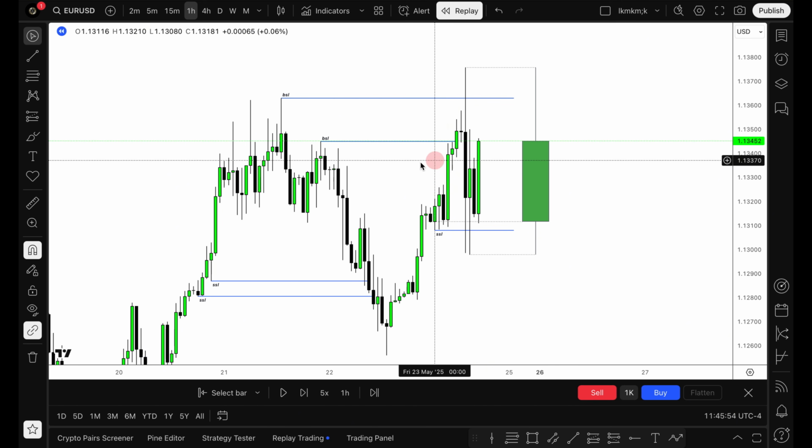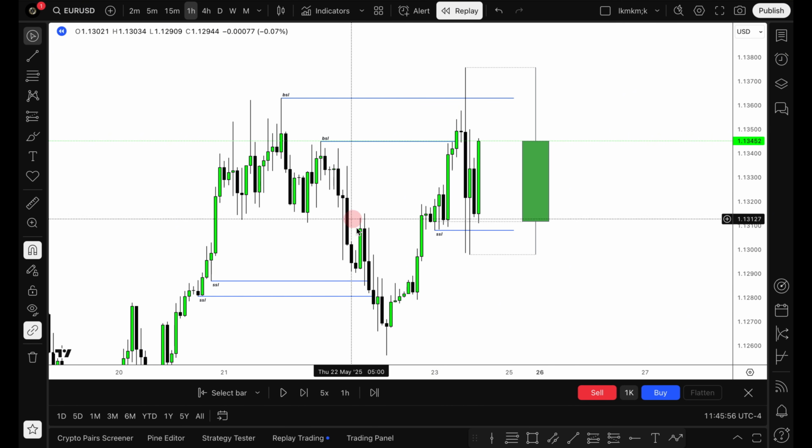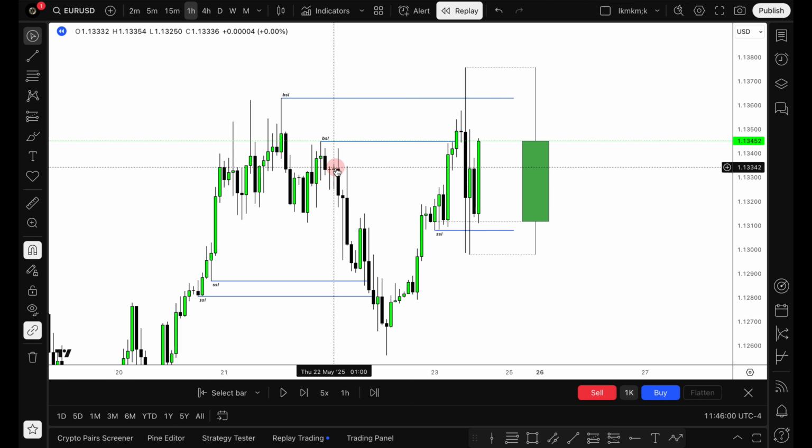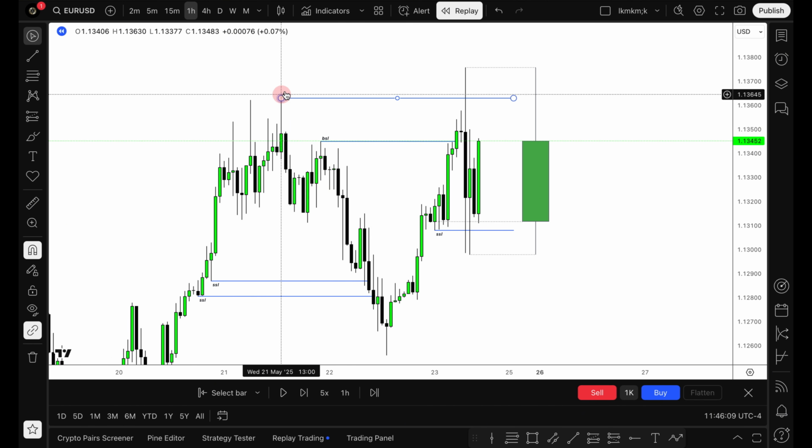So with price moving to the downside here, traders looking to go short would place their stop losses above this old high and possibly above this old high.